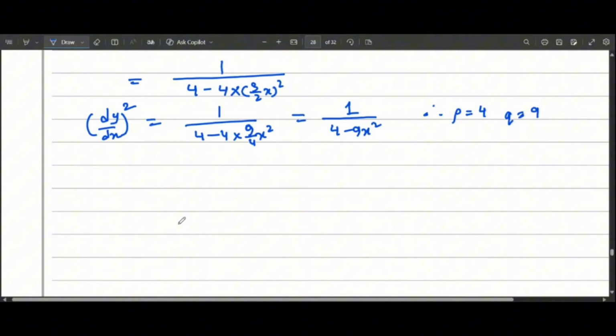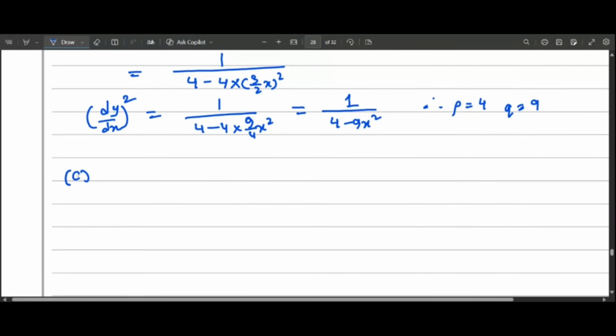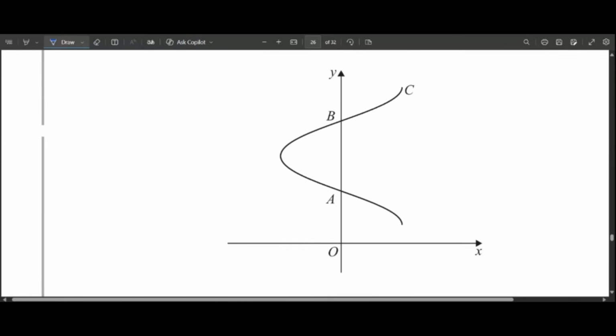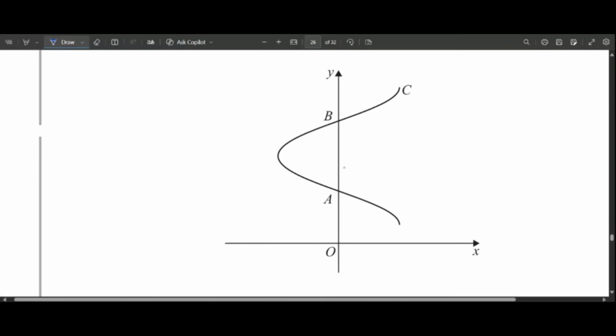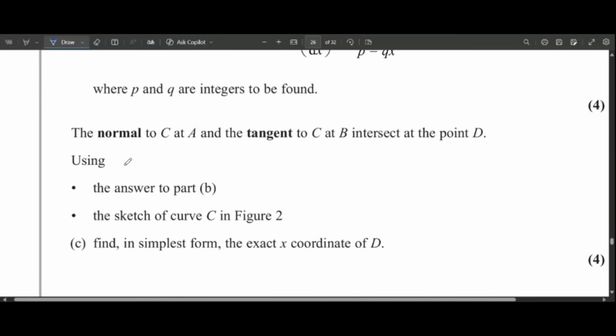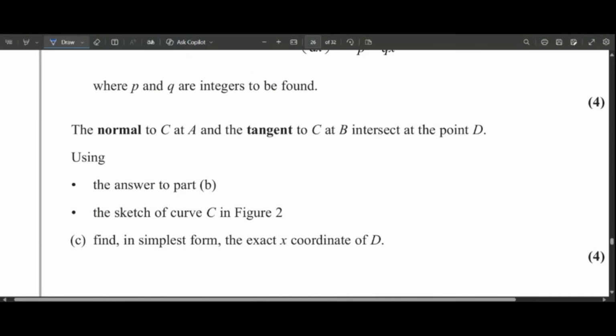Now, for part C, I'm sorry, we have to show the question for C. The normal to C at A and the tangent to C at B intersect at the point D. Using the answer to part B and the sketch of the curve C in figure 2, we have to find in the simplest form the exact x coordinate of D.